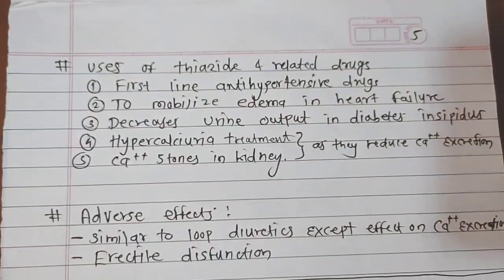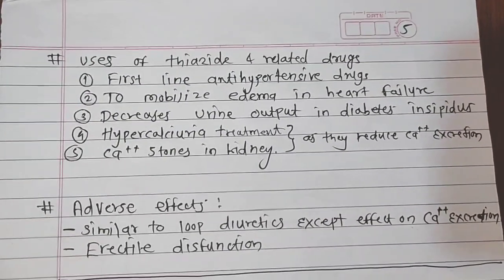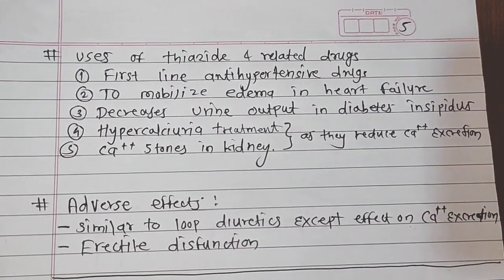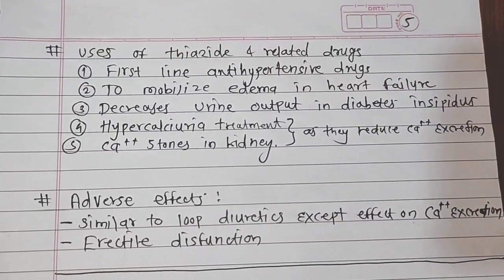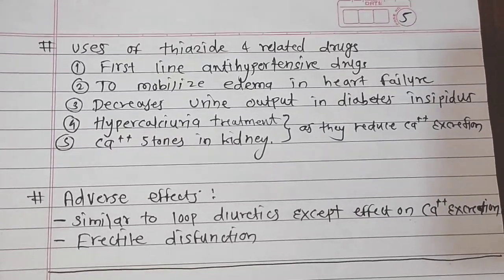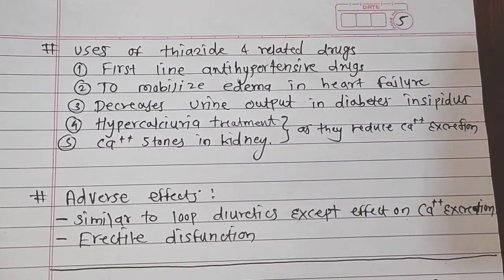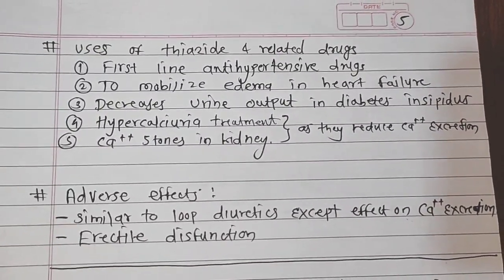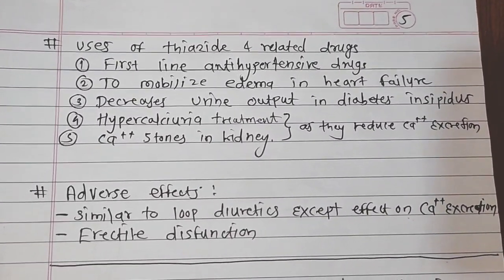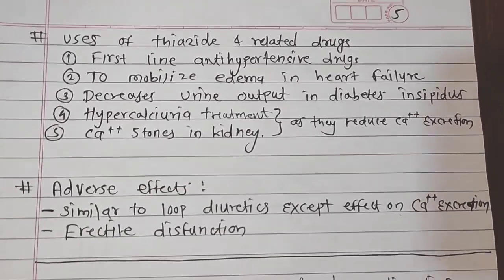So let's start with the uses. These are first line antihypertensive drugs. They are used to mobilize the edema in heart failure. They decrease the urine output in diabetes insipidus, and hypercalcemia treatment can also be done because they reduce calcium excretion. It is also used for the treatment of calcium stones in the kidney.